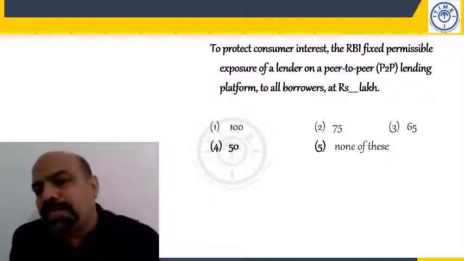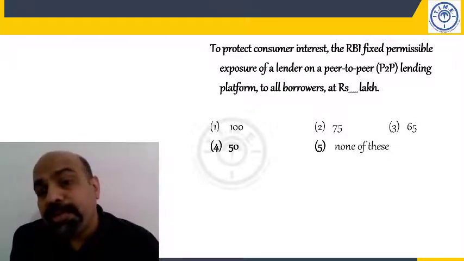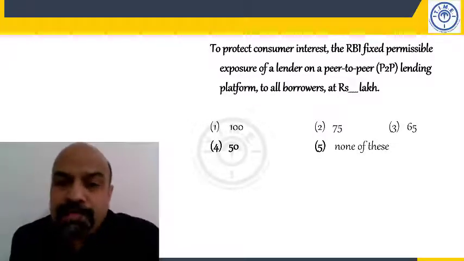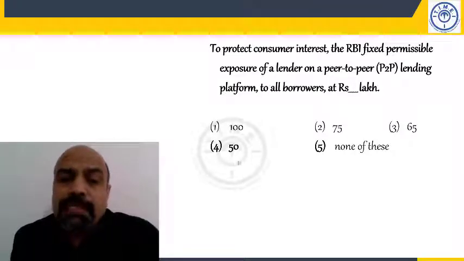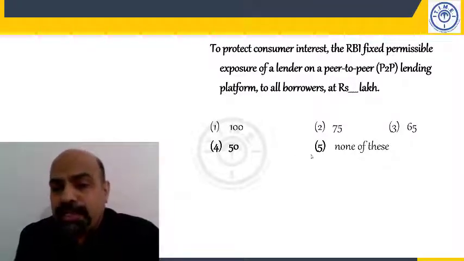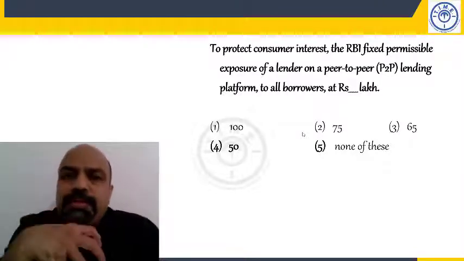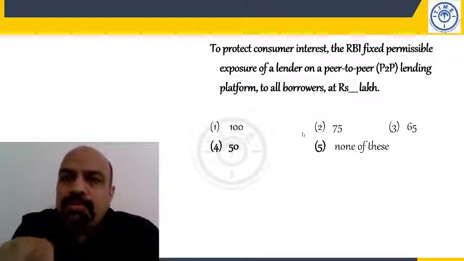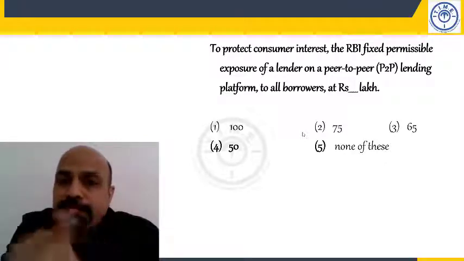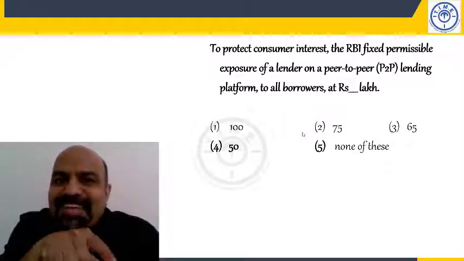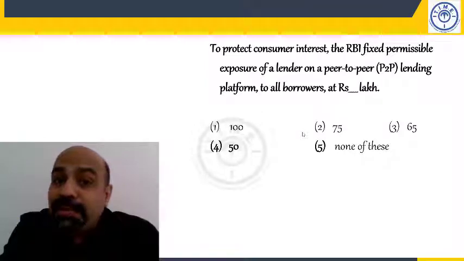To protect consumer interest, the RBI has fixed the permissible exposure of a lender on a peer-to-peer lending platform to all borrowers at 50 lakh rupees. Not 5, it is 50, okay? What is peer-to-peer? Let's say you lend to your friend, that's peer-to-peer. Now, there is no middleman between your friend and you.